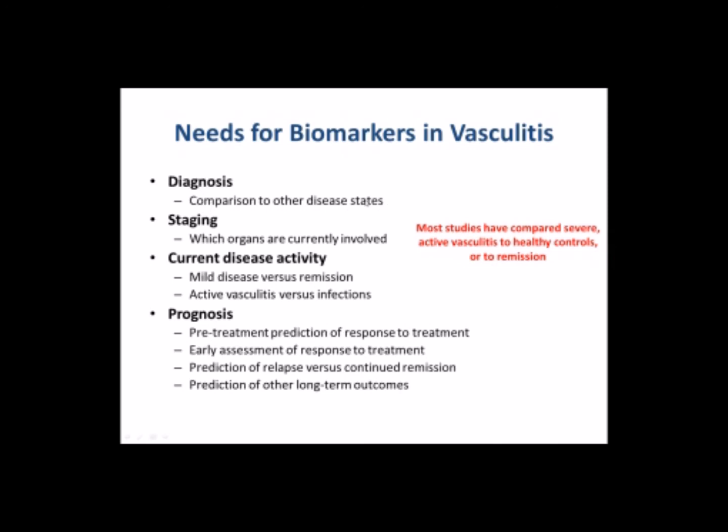ANCA is pretty good. Cryoglobulins are pretty good. Very high eosinophils for eGPA are pretty good, but we don't have anything really that diagnoses polyarteritis nodosa. We need better stuff for large vessel vasculitis. Staging is really important. I mean, which organs are currently involved?